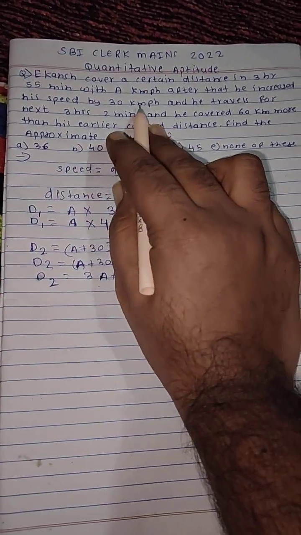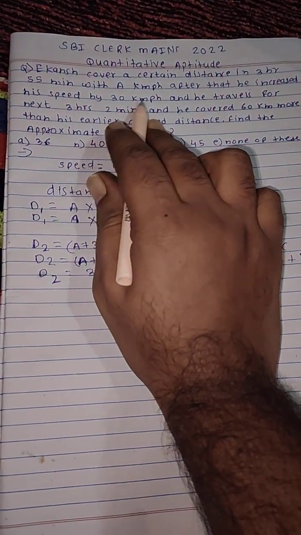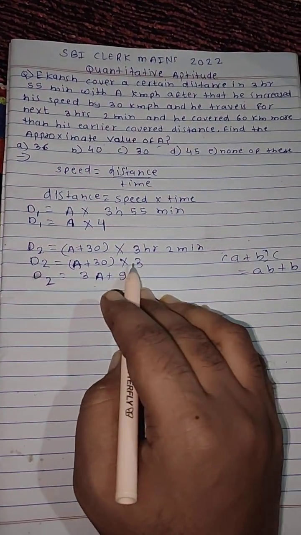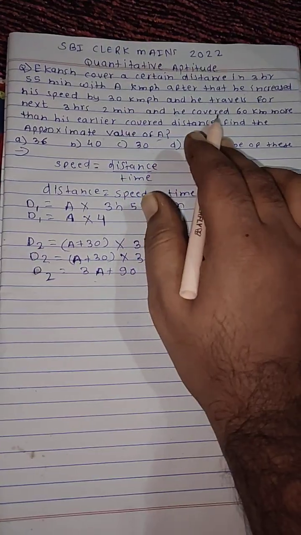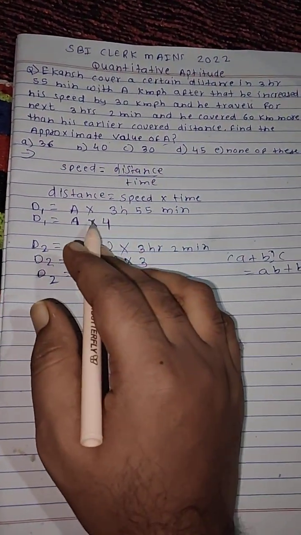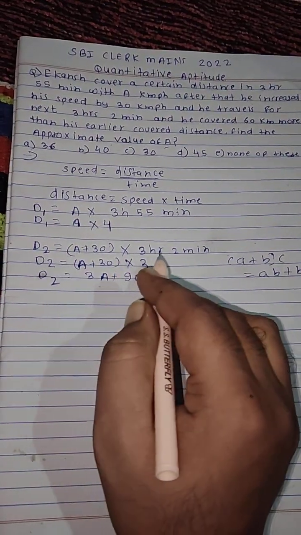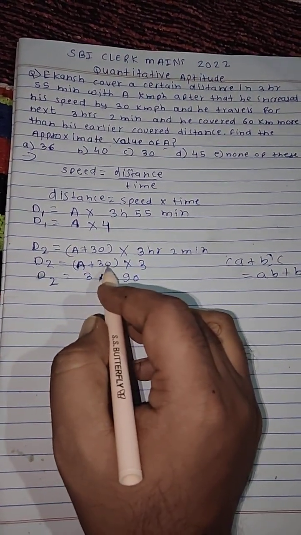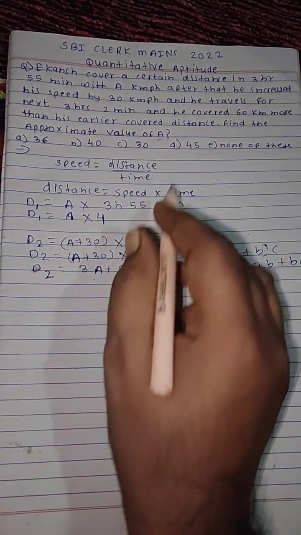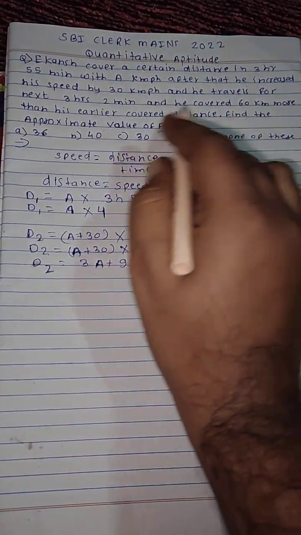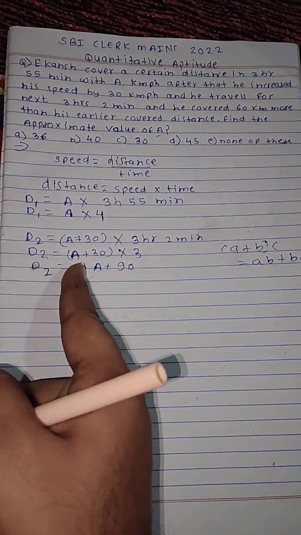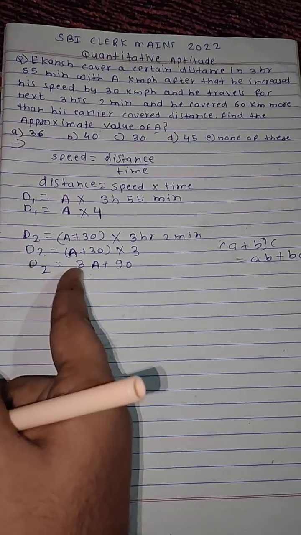In the second case, he increases his speed by 30 kilometer and travels the next 3 hours 2 minutes, which we rounded off to 3. He covered 60 kilometer more than the earlier distance covered. This means when the speed was A, he covered D1, and when the speed was A plus 30, he covered 3A plus 90.